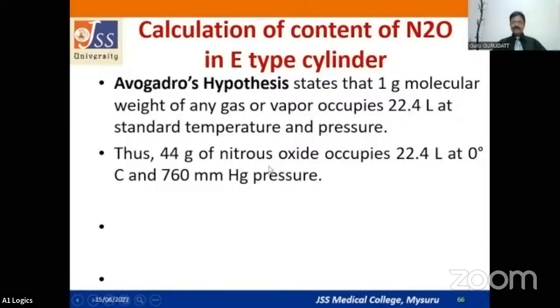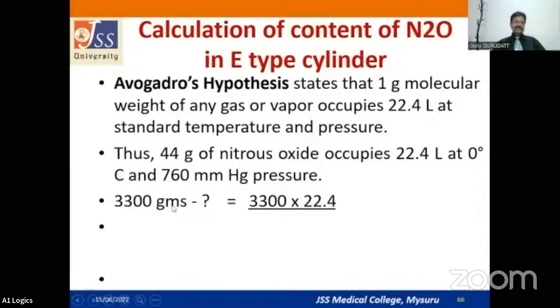So 44 grams of nitrous oxide will yield about 22.4 liters of vapor at 0 degrees centigrade or 273 kelvins and at 760 millimeters of mercury, atmospheric pressure. These are the standard temperature and pressure. So if 44 grams gives us 22.4 liters, I told you that when you know the actual weight of the nitrous oxide liquid, that is the total weight of the cylinder minus the tare weight, you get the actual weight of the contents. Usually the E-type cylinder is loaded with 3,300 grams, or 3.3 kgs.